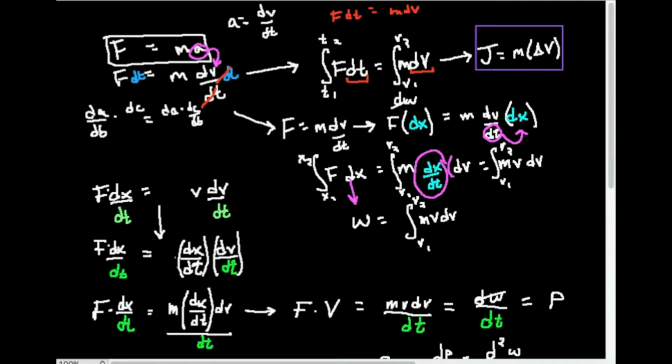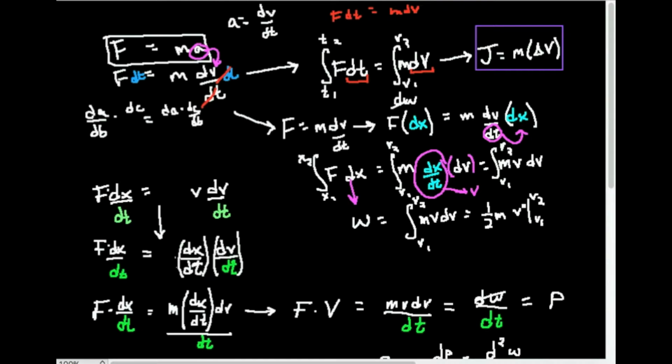I have this dv that's free now, but notice, what is dx/dt? It's the velocity. So now I have velocity and a differential velocity. I can integrate that from v1 to v2. When I do that, I get that work is equal to the integral from v1 to v2 of mv dv. Now, when I integrate this, what do I get? Assuming that v is just the velocity, this is going to be 1/2 m v squared evaluated from v1 to v2.